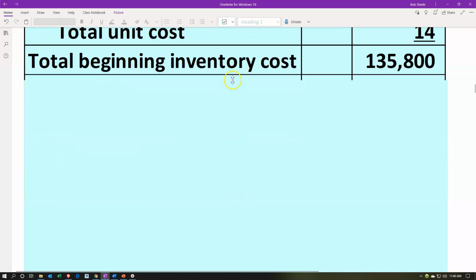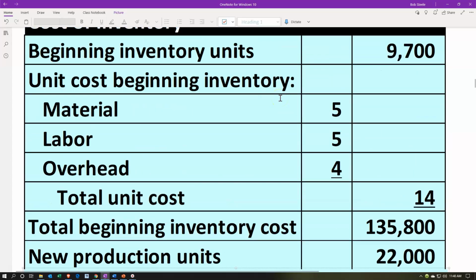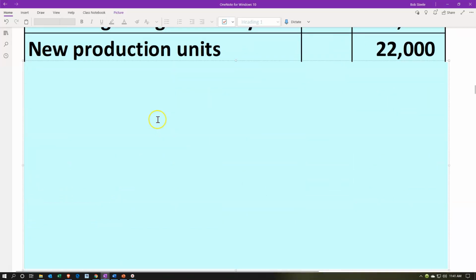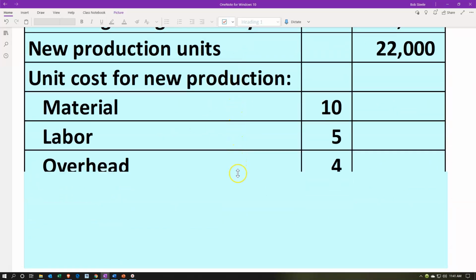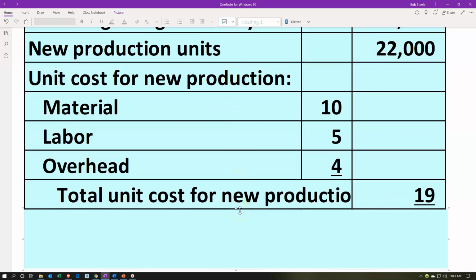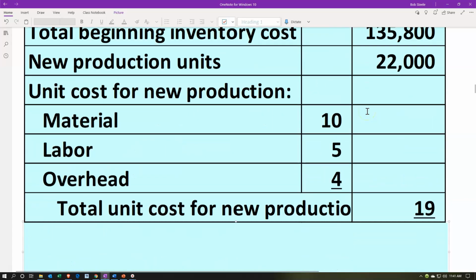Then we produced more inventory during the period. We produced 22,000 more units of inventory. We've got a different materials amount. It was $5. Now it's going up to $10. The labor and the overhead remain the same. So unit costs are $10 for materials now, labor $5, and overhead the same at $4. So the total unit cost is now $19 as opposed to the $14 for the beginning inventory units.